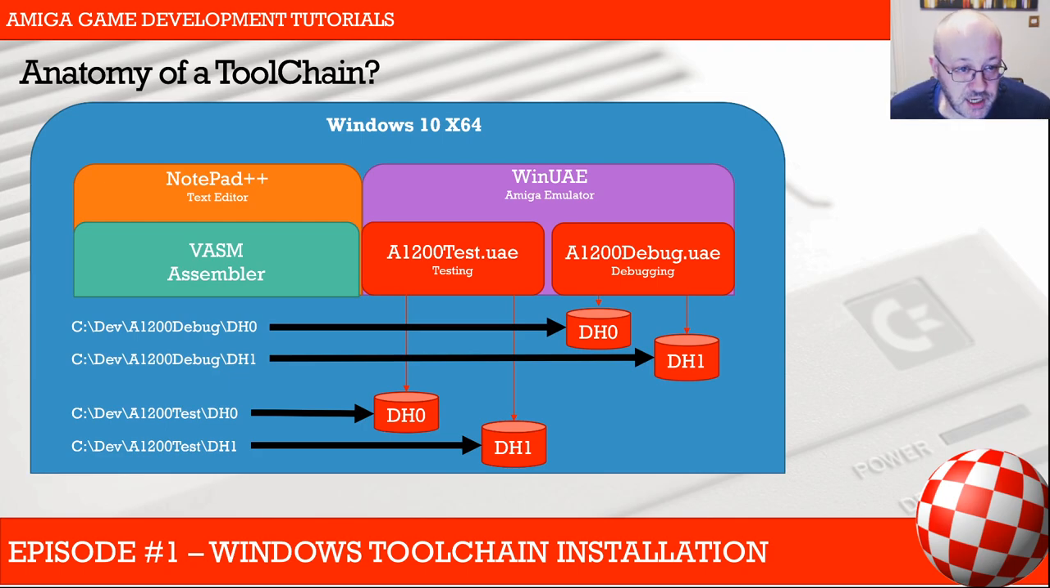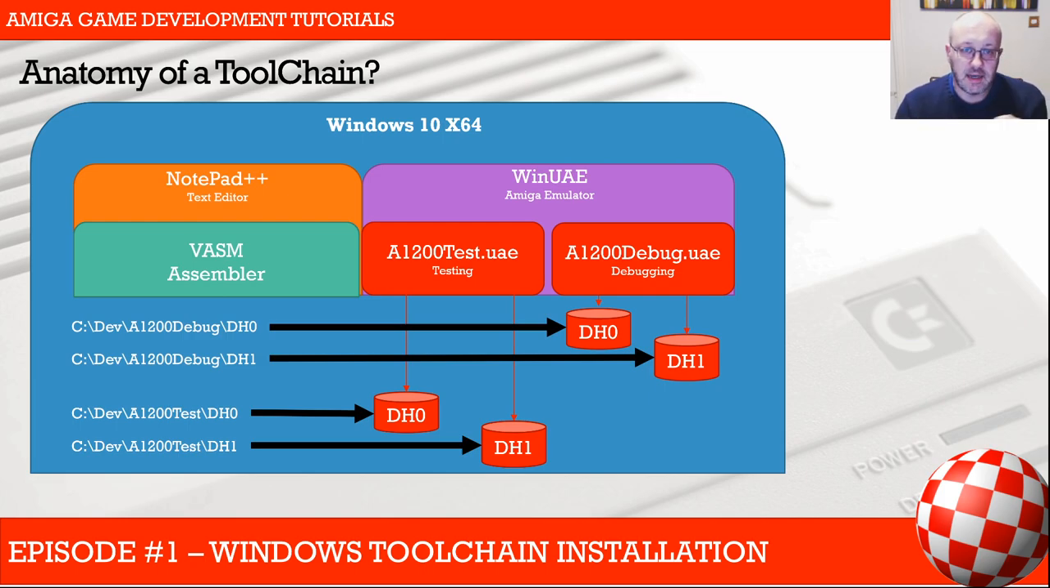So, the anatomy of a toolchain. What we're going to do is look, as an overall summary, at what we're actually trying to achieve here. In the blue here, we've got our Windows 10 platform, our machine. Installed on that machine we have Notepad++, which is a text editor, and WinUAE, which is an Amiga emulator. As well as that, we've got vasm, which is an assembler which takes the machine instructions that you type into Notepad++, and converts them to an Amiga readable executable file.